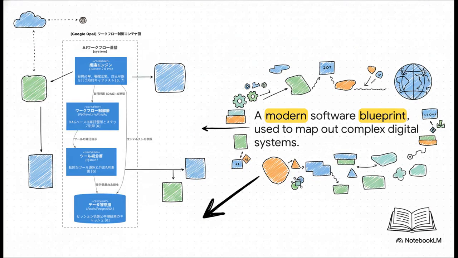And now, let's jump into a totally different universe. This right here is a C4 model diagram. It's basically a blueprint that software architects use to map out really complex digital systems. We're talking AI workflows, huge applications, the whole shebang. It's all about structure, logic, and how things connect. Not exactly poetic, is it?